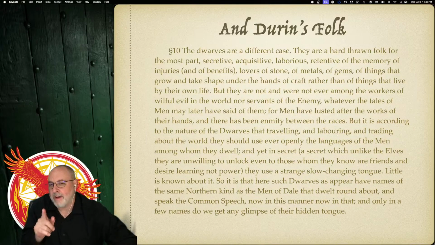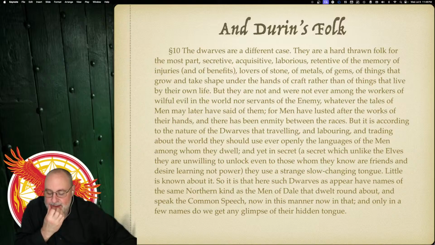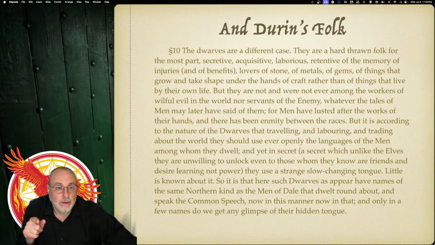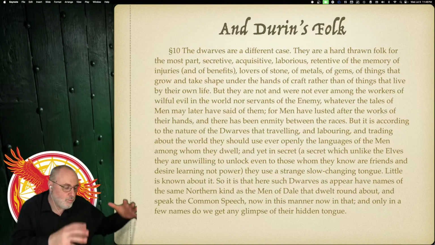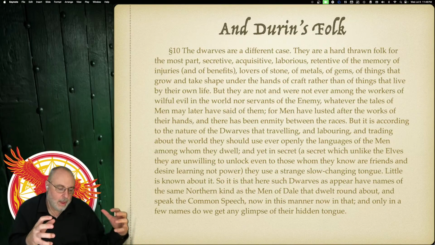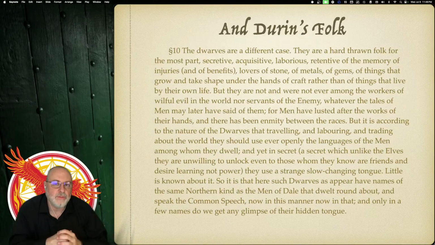Here, Arthur, this is the thing that I find really interesting about this paragraph. Look where he goes. So, who is it who says evil things about the dwarves? There are men who tell scurrilous tales, untrue stories about the dwarves, which paint them as bad guys. And why do they do this? Because men have lusted after the work of their hands and there's been enmity between the races. It's because of old enmity and racial hatreds that these traditions have grown.